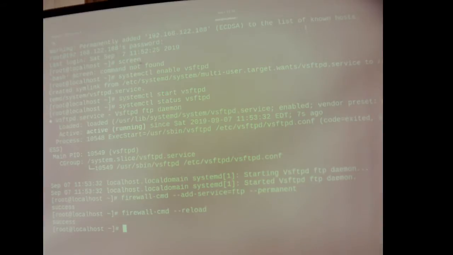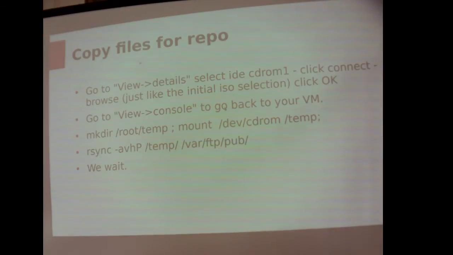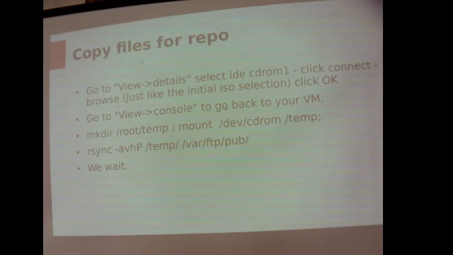Okay, so we should have our FTP site up and running now, but there's nothing interesting on it yet. So we're going to go to the next section. What we're going to do is copy the files for that repository to our VM. We're going to go to View Details in our console for KVM and mount that CD-ROM to the VM. I'm actually using FTP to allow other machines to connect to that local repository. I'm copying it locally from CD. The FTP isn't into play yet.